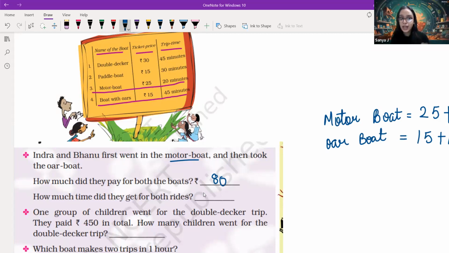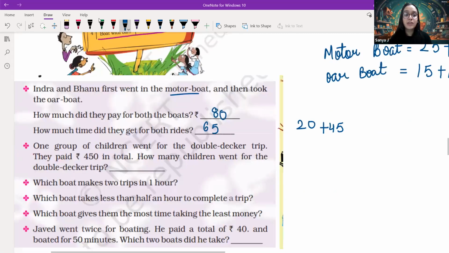Now that they both are going together, this means that for the first boat, that is motorboat, they have taken 20 minutes. Okay? 20 minutes plus the boat with oars, that is 45 minutes. Okay, so we add 20 and 45. What is 20 plus 45? That is 65 minutes. All right.